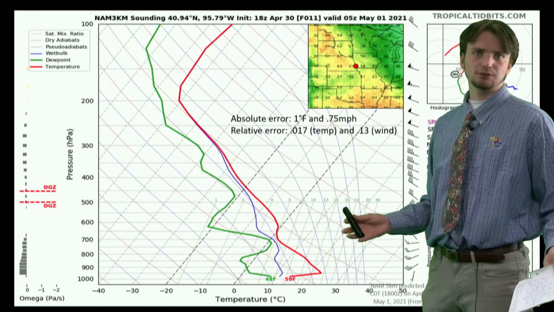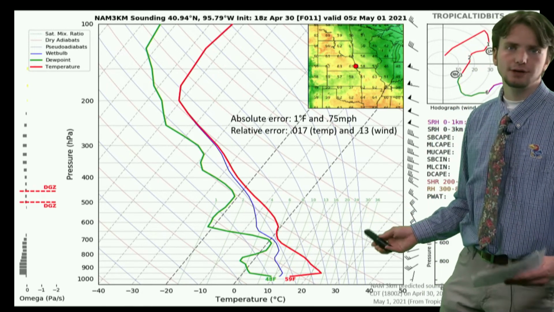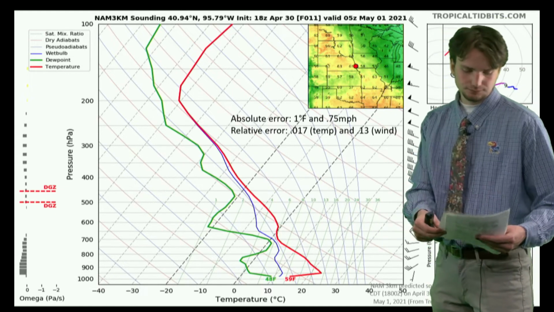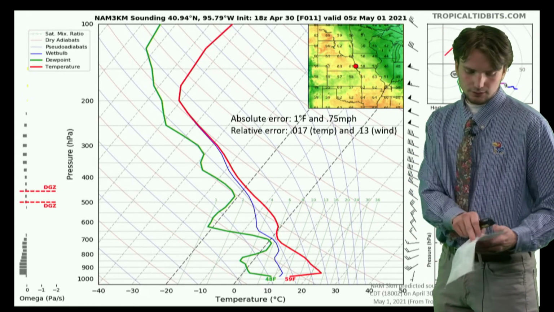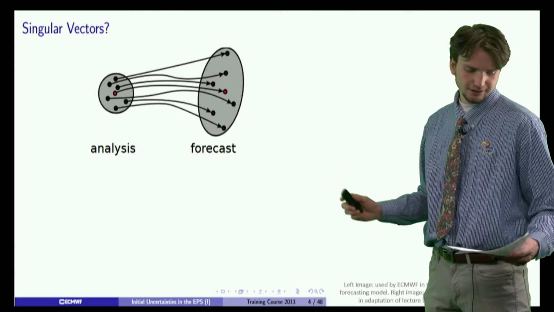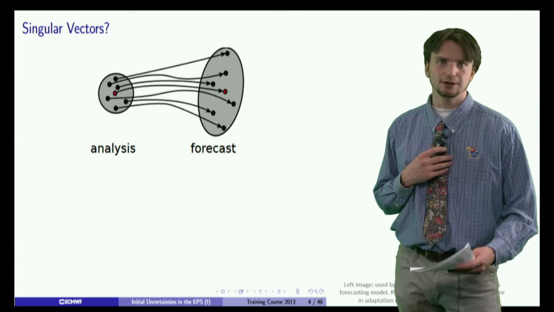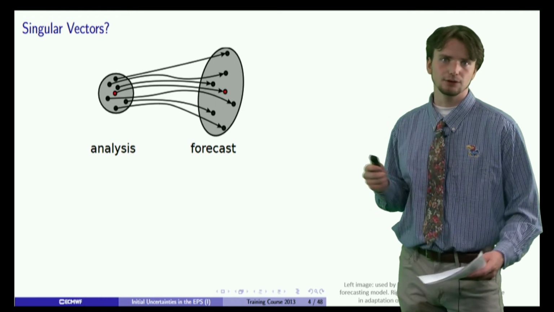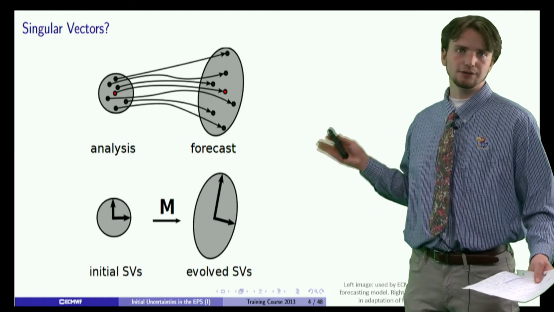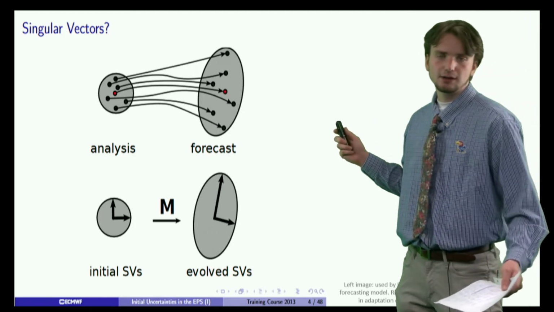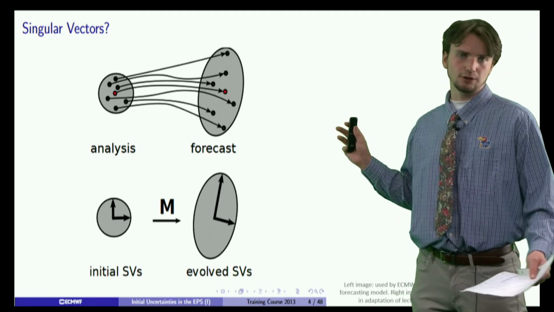Now I'll shift the discussion to how meteorologists can use singular value decomposition to improve their forecasts. This image probably seems a little bit familiar. You might recognize it. Here's a comparison. This image is from the European Centre for Medium-Range Weather Forecasts. This is training regarding one of their models.